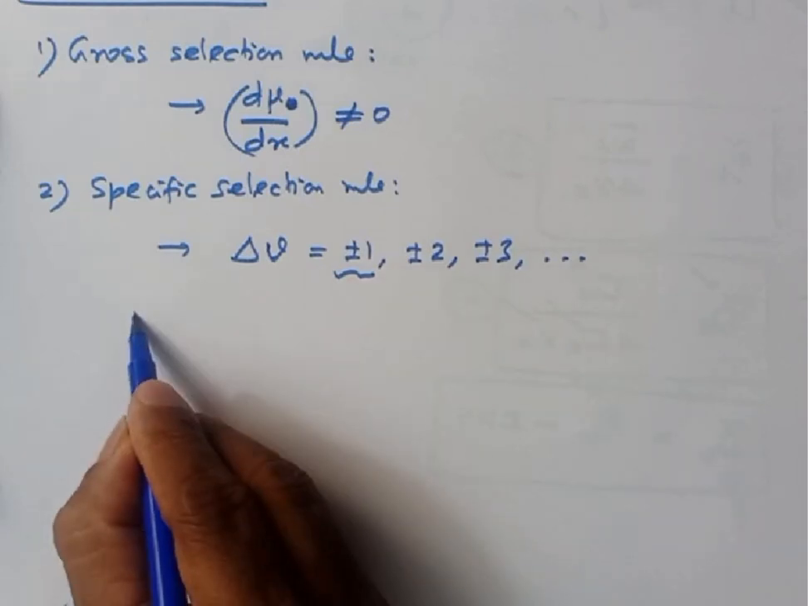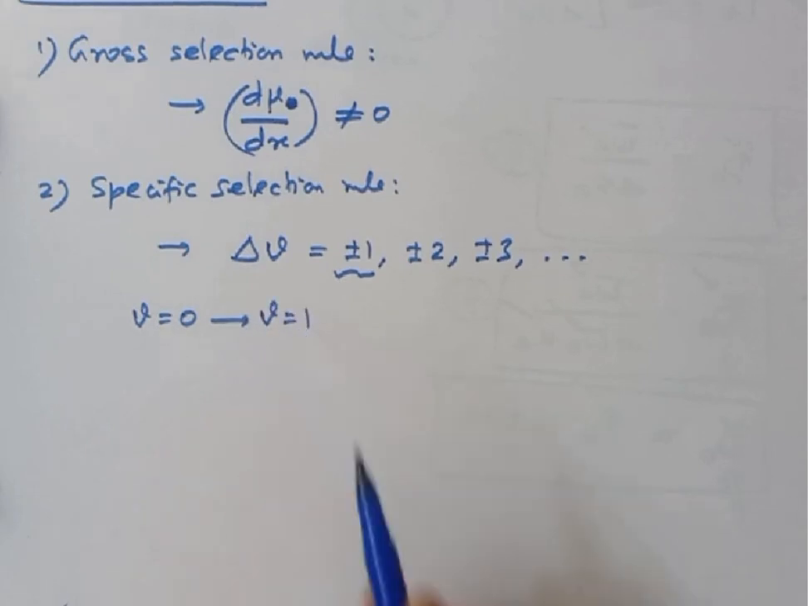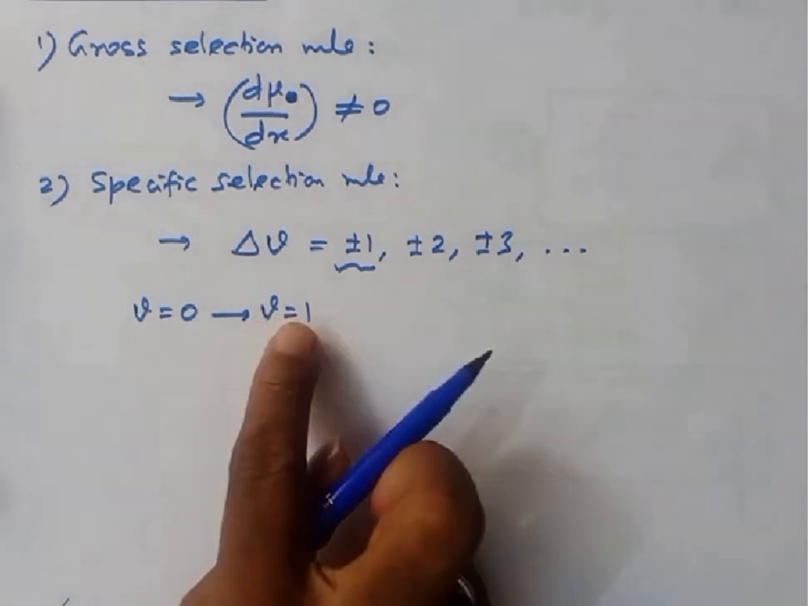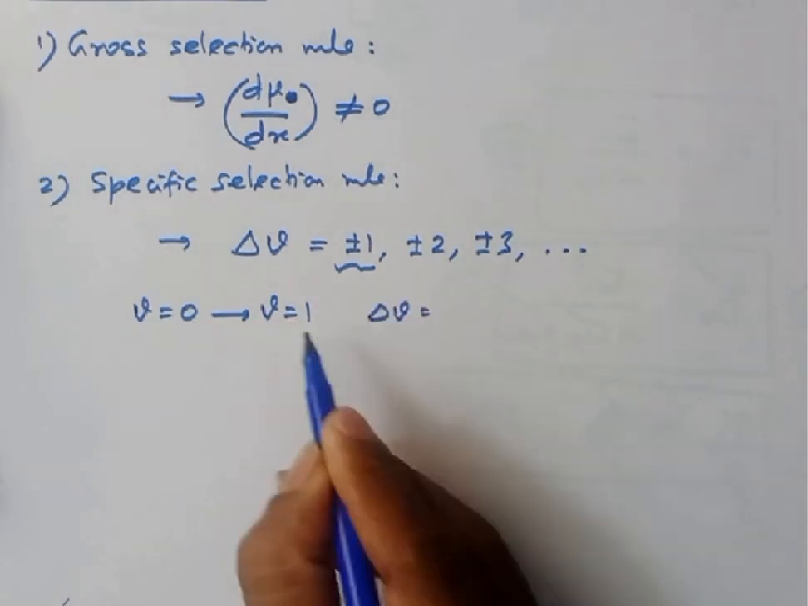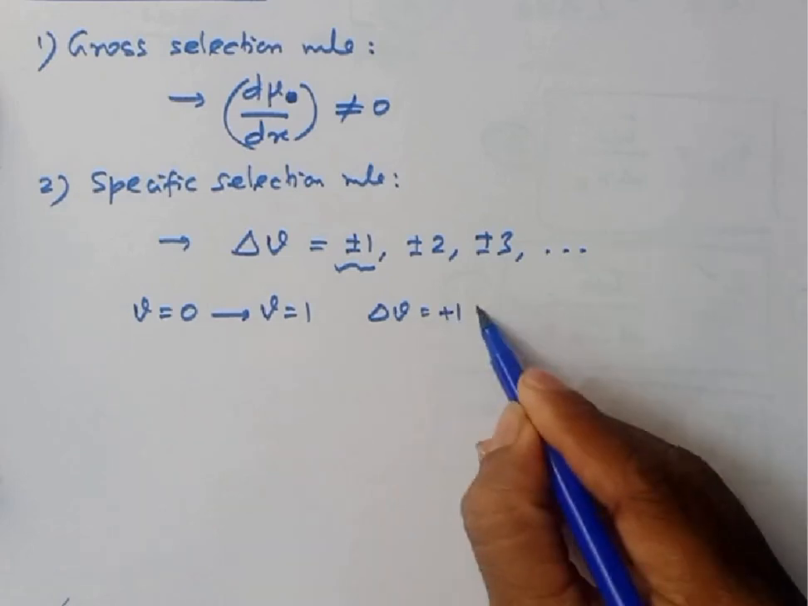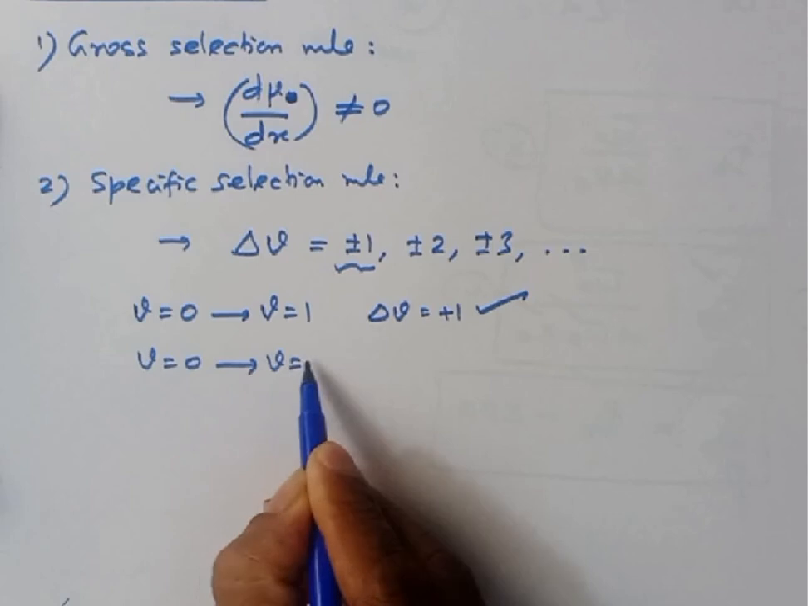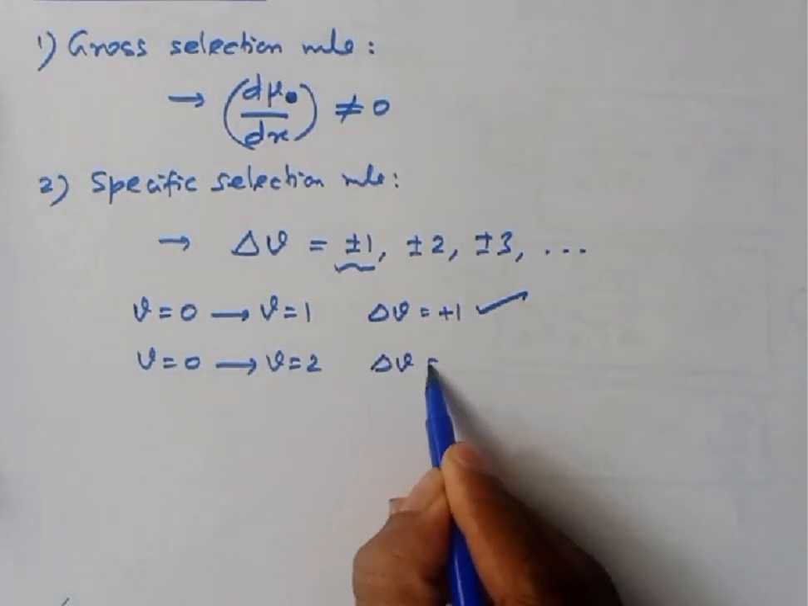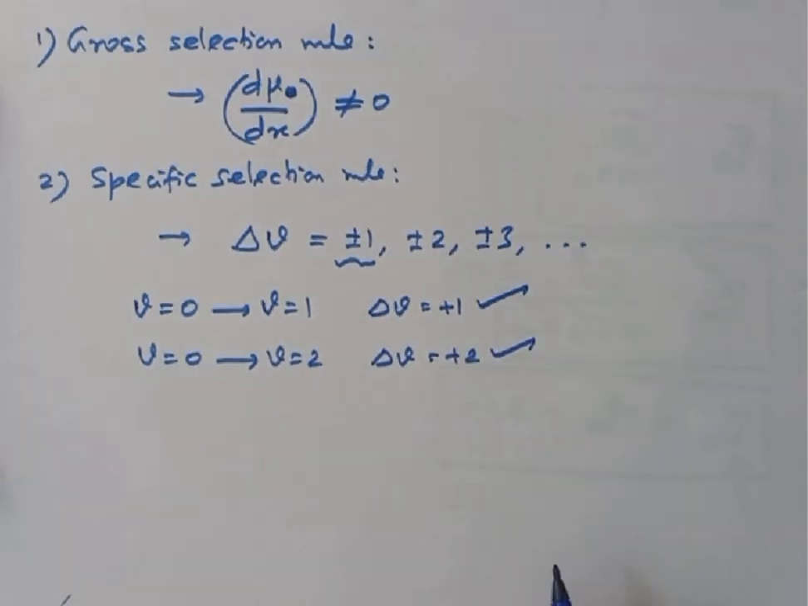Let me ask the question. V equal to 0 to V equal to 1. Is this transition allowed? Yes, final number is plus 1, initial number 0, so delta V is final minus initial, plus 1. Yes, it is allowed. V equal to 0 to V equal to 2. Is this allowed? Yes, difference is 2. Allowed.